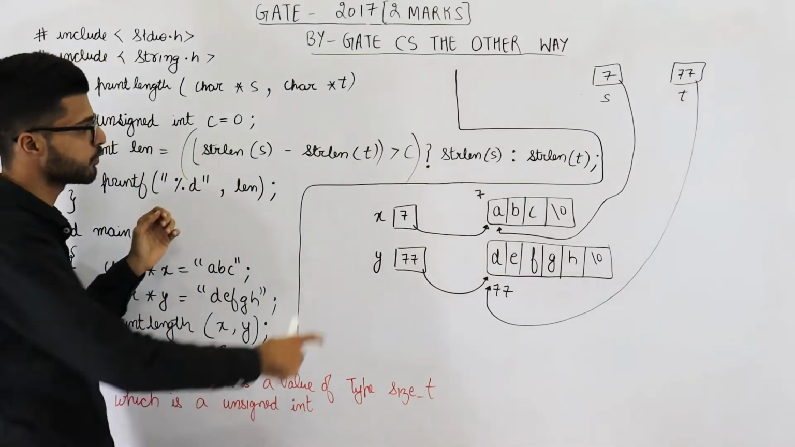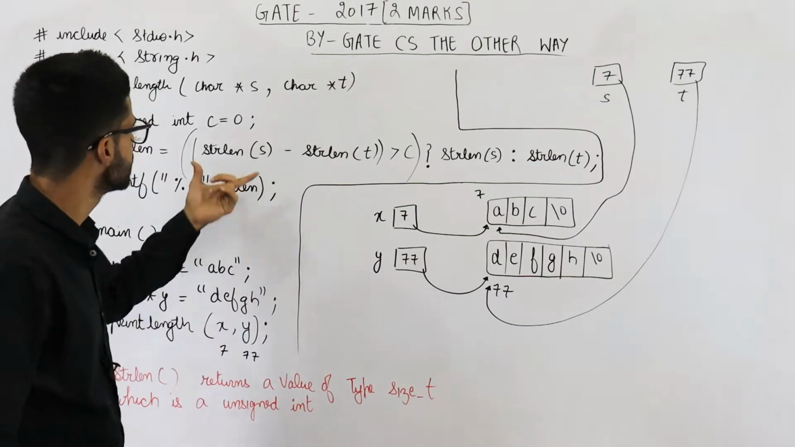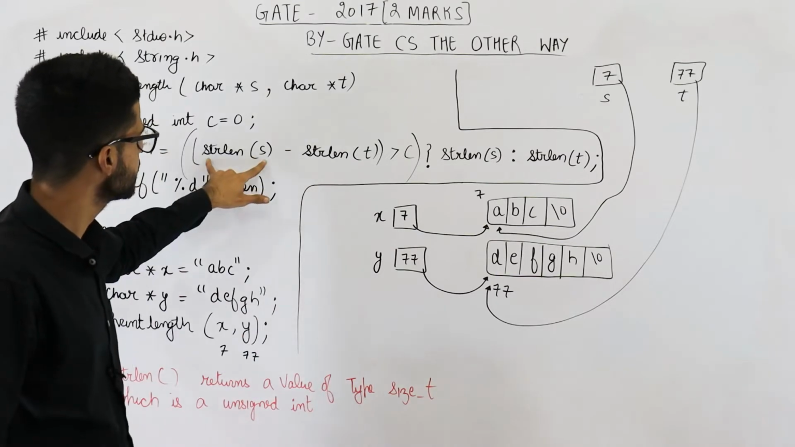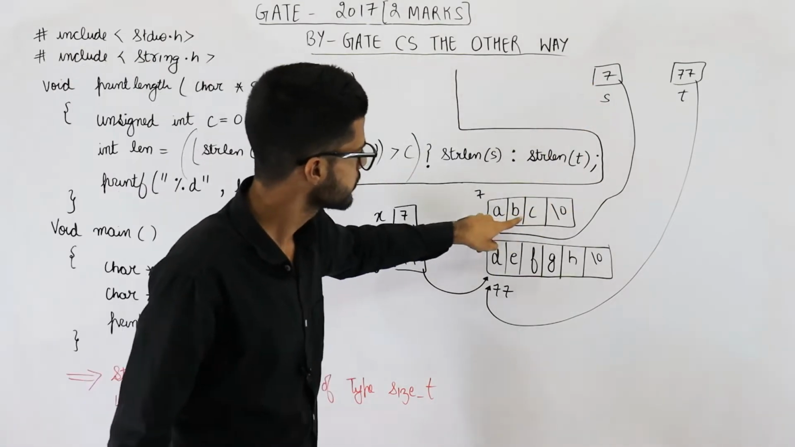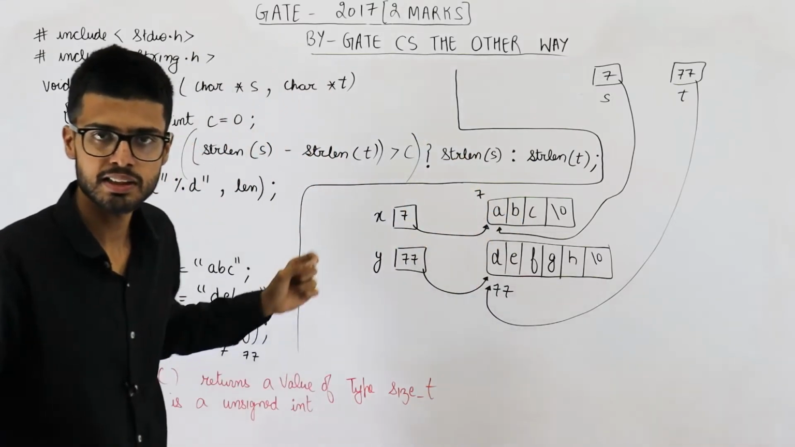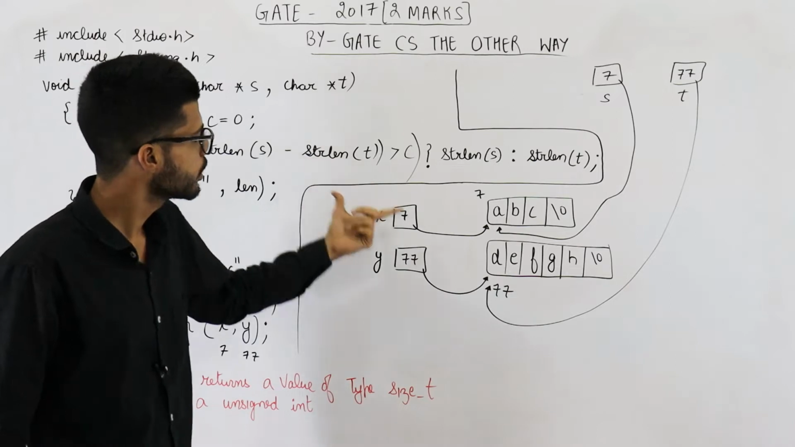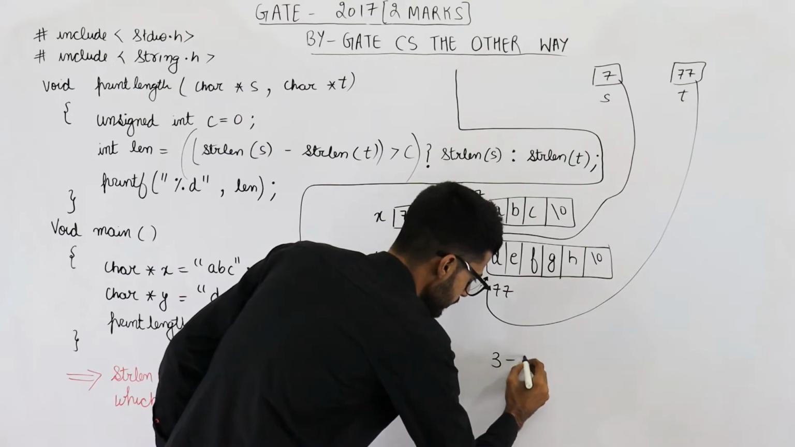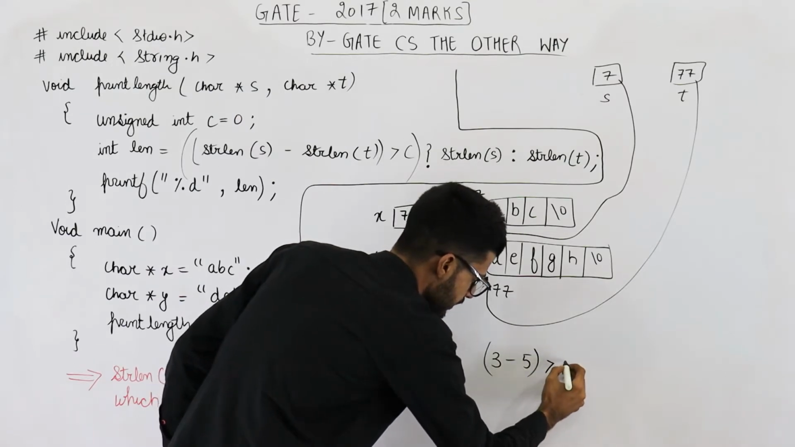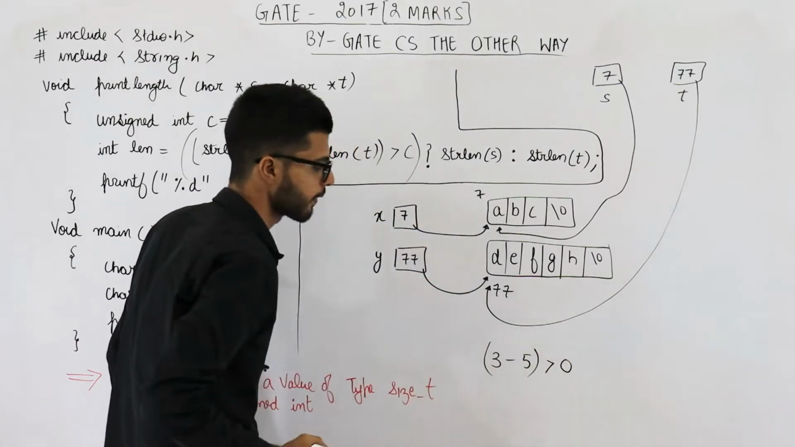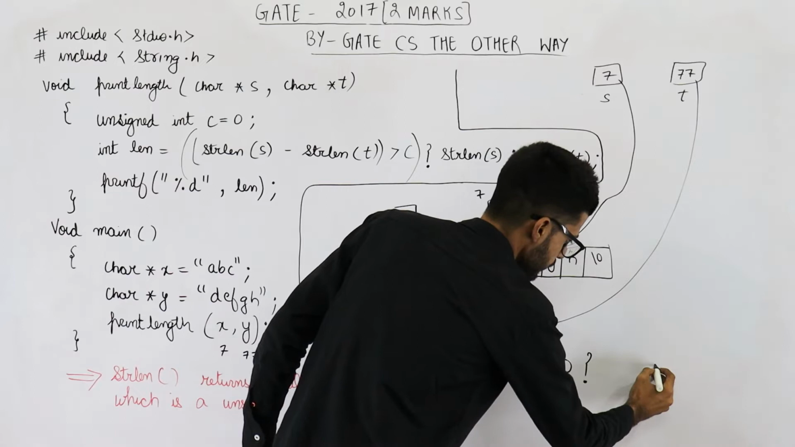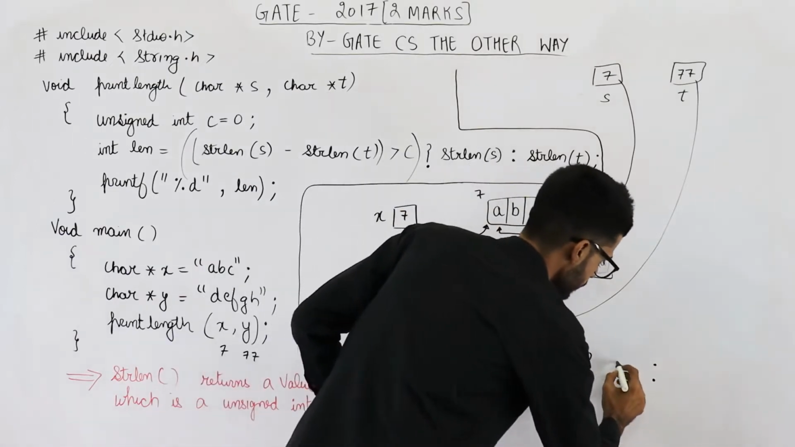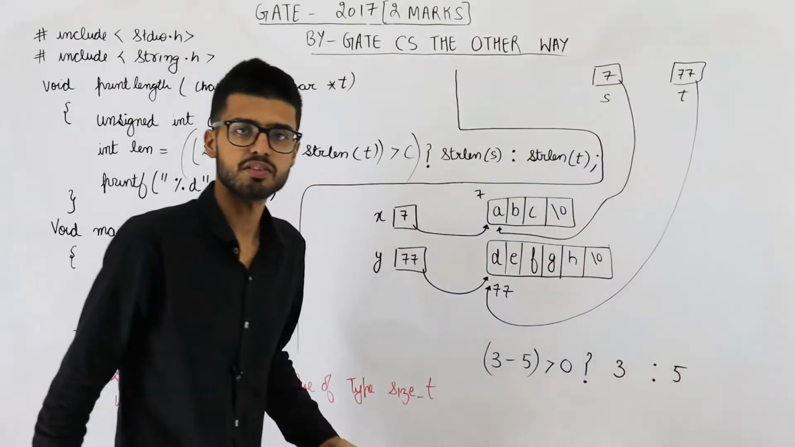So before this question mark, the condition that you have written is string length S minus string length T is greater than C. String length S is 3. This string has length 3. So string length is going to return you 3. This will return 5. So what you have written in this expression is 3 minus 5 is greater than C, which is 0, question mark, colon. This is string length S. What is string length of S? That is 3. And this is string length T, that is 5.